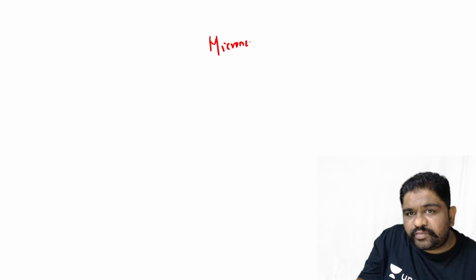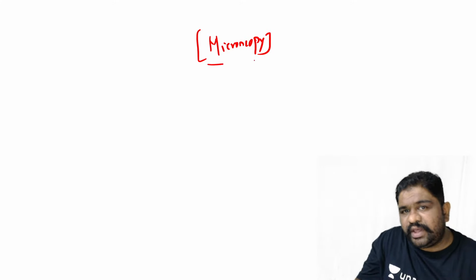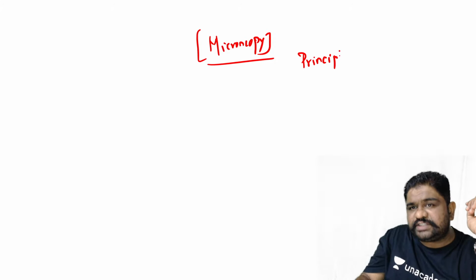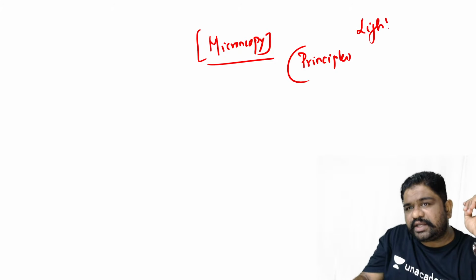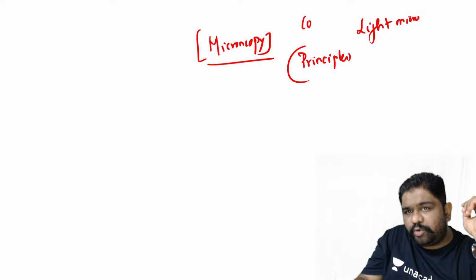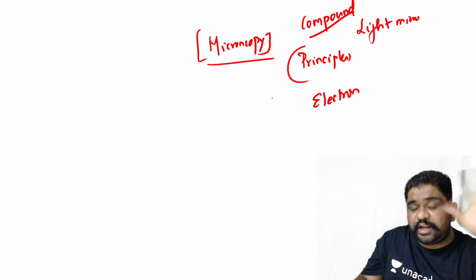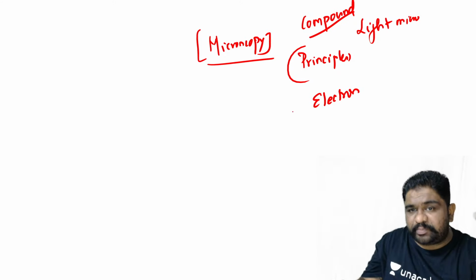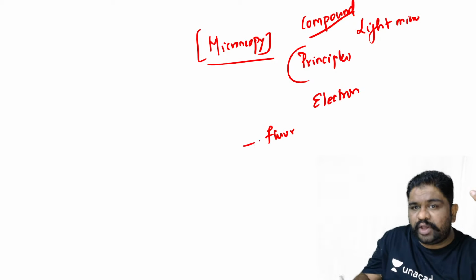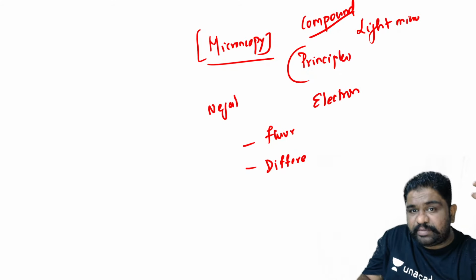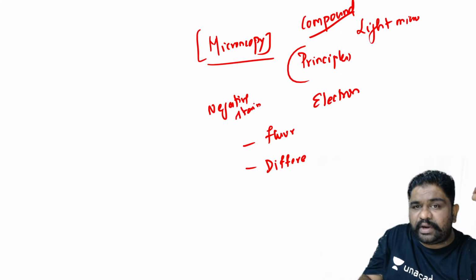So after this, you can go for microscopy. In microscopy, you have to know the basic principles of each microscopy. The simplest will be your light microscope, which can be a compound microscope. Sometimes it can be a simple microscope also. Then the next level can be the electron microscope. Then, depending upon what you add to the microscopy principles, you can have a fluorescent microscope, a differential phase contrast microscope, or a negative staining based microscope. All these things will come under microscopy.